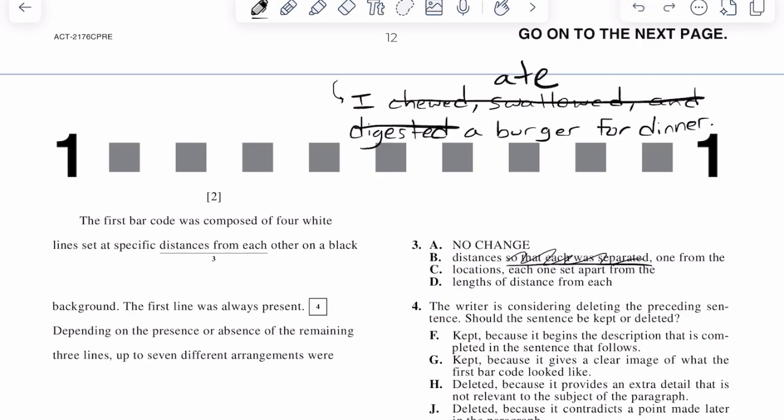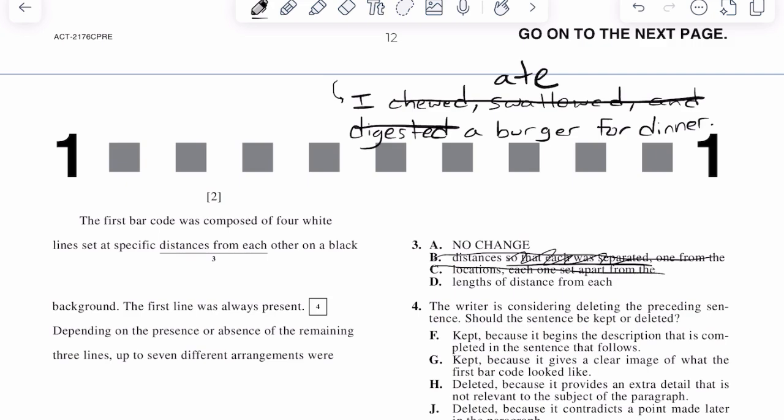Okay, C says, locations, or let's read it in context, I guess. The first barcode was composed of 4 white lines at specific locations, each one set apart from the other on a black background. Okay, that communicates the same idea, doesn't it? But it's just wordier. Okay, it's just more wordy than A, no change. So I'm going to eliminate C.